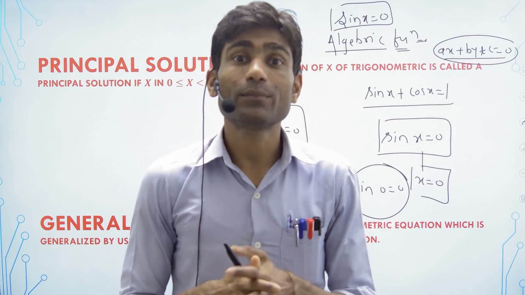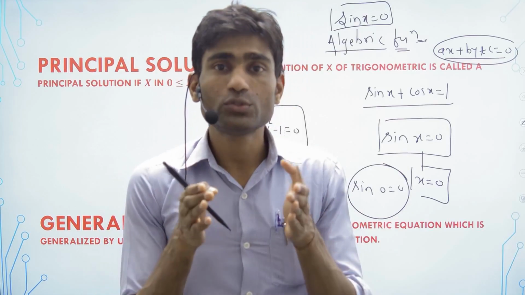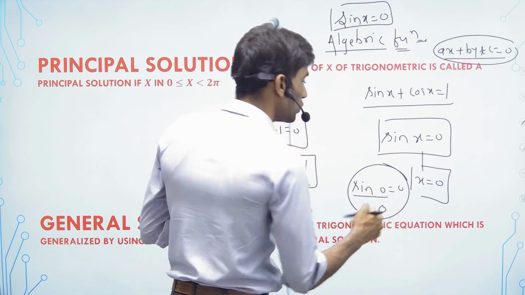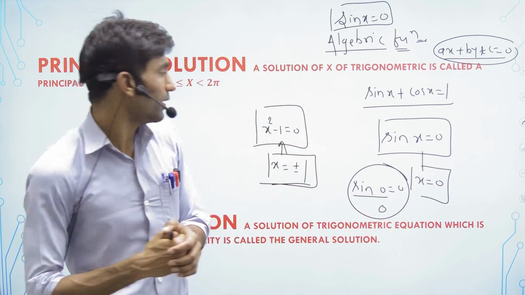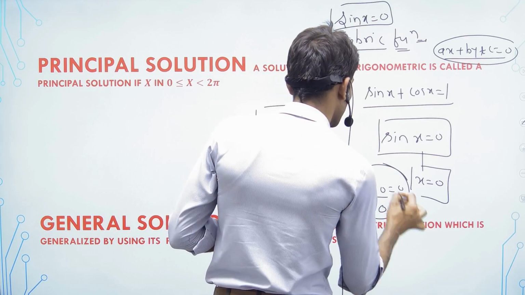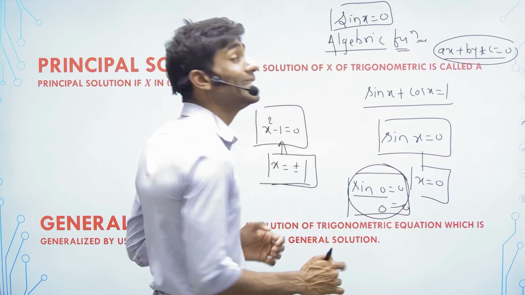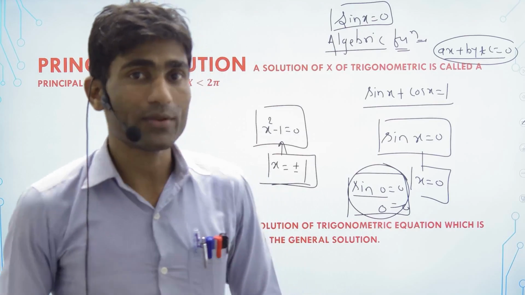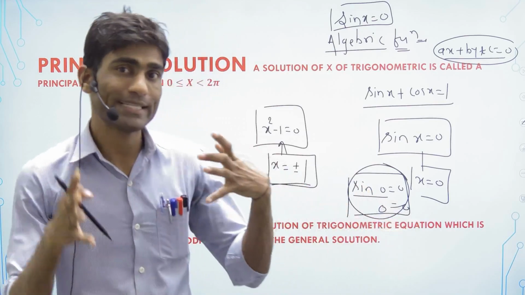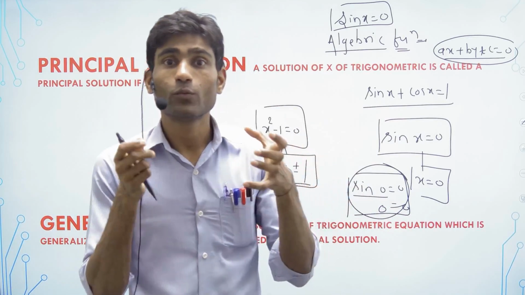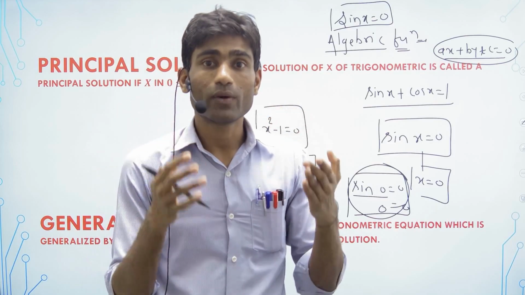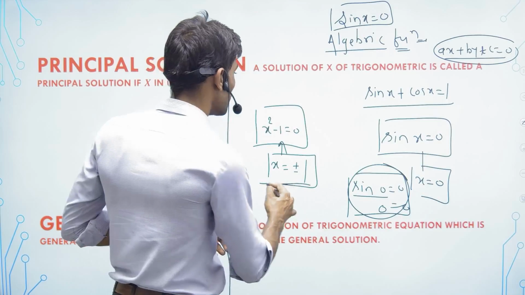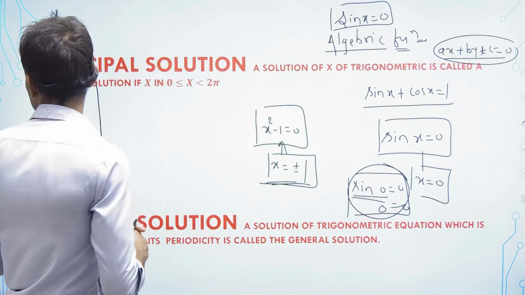If we substitute 0, we get sin 0, and we know that sin 0 has the value 0. That means when we use theta as 0, we get sin x as 0. I hope you have all understood what the solution is. A solution means a value which satisfies our equation. I hope you have understood the solution for our trigonometric equation.